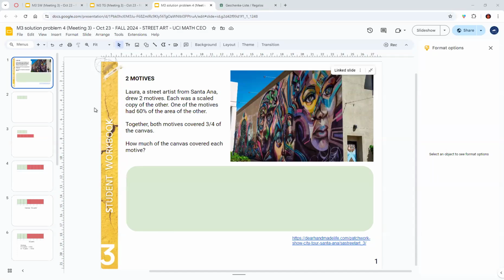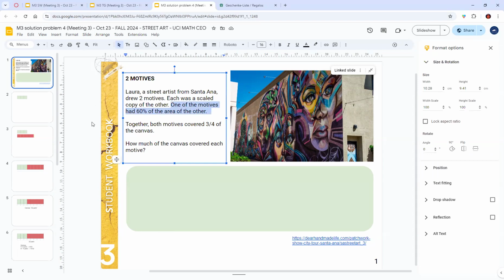Two motifs. Hello, mentors. Laura, a street artist from Santa Ana, drew two motifs. Each was a scaled copy of the other, so one was bigger than the other. The one that's bigger was, say, 100%. The other was 60%. So we have this relative relation between them. One of the motifs had 60% of the area of the other.